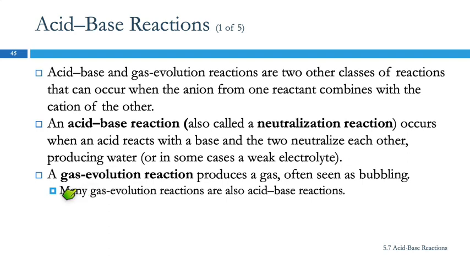A gas evolution reaction, as the name suggests, is one where a gas is going to be evolved, or produced, when this reaction occurs. And we often observe this as bubbling or fizzing. So we observed a gas evolution reaction when we dissolved our copper wires in nitric acid, right? It formed not hydrogen gas, it was NO2 gas that bubbled out, and then we saw that brown smoke go up into the hood, right? A lot of gas evolution reactions are also acid-base reactions. So some chemical reactions fit into multiple categories.